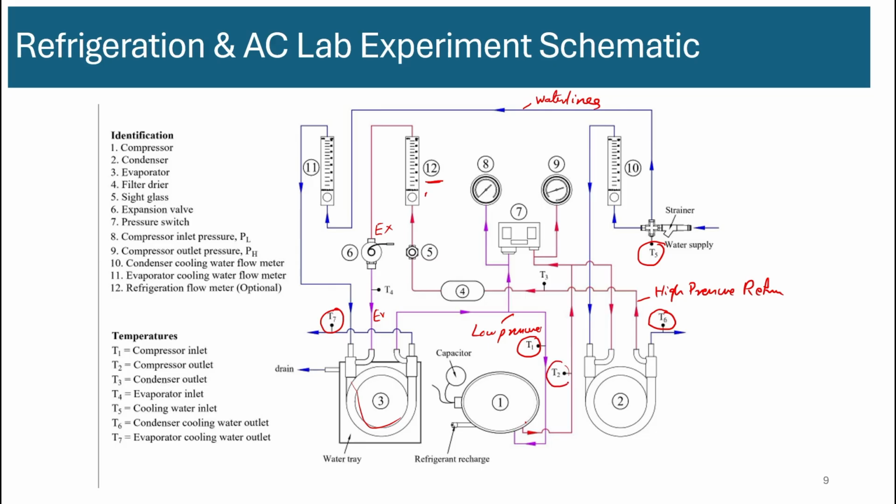T2 is the outlet of the compressor, and T3 is at the outlet of the condenser. The remaining one, T4, is right after the expansion device at the inlet of the evaporator. Those are the four refrigerant temperatures that we'll measure. That pretty much sums up all the measurement devices you have to collect data for: 7 temperatures, 2 pressures, and 3 flow rates.